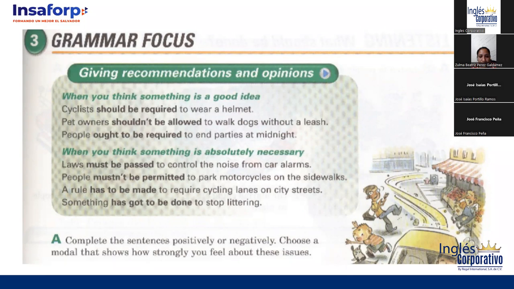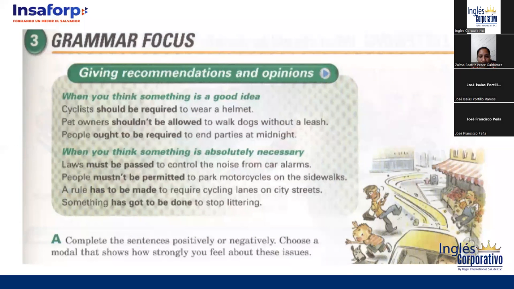So the first way we do it is when we think something is a good idea. For example, the first sentence: cyclists should be required to wear a helmet. In this case, you think it's a good idea. In El Salvador it's kind of absolutely necessary because of the way we drive; we're kind of intolerant when driving, so we need to be very careful. Then, pet owners shouldn't be allowed to walk dogs without a leash, which is also something you consider a good idea. People ought to be required to end parties at midnight.